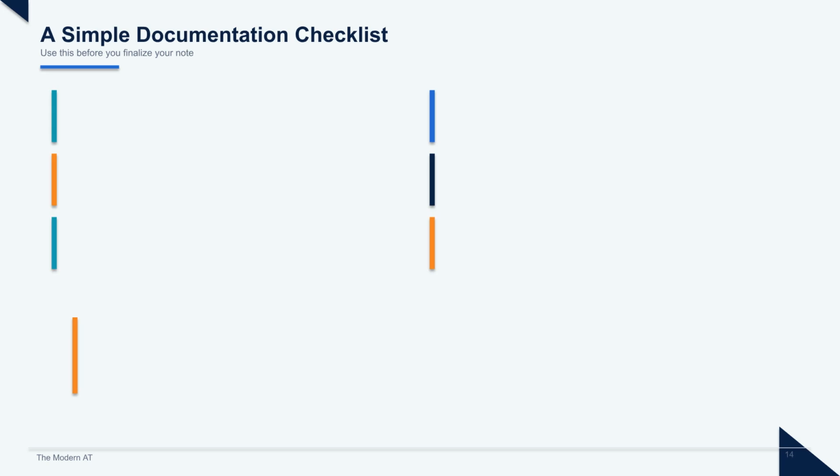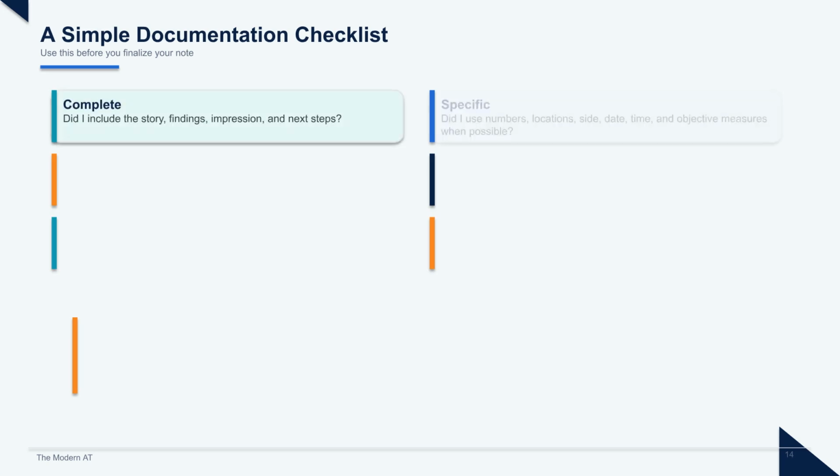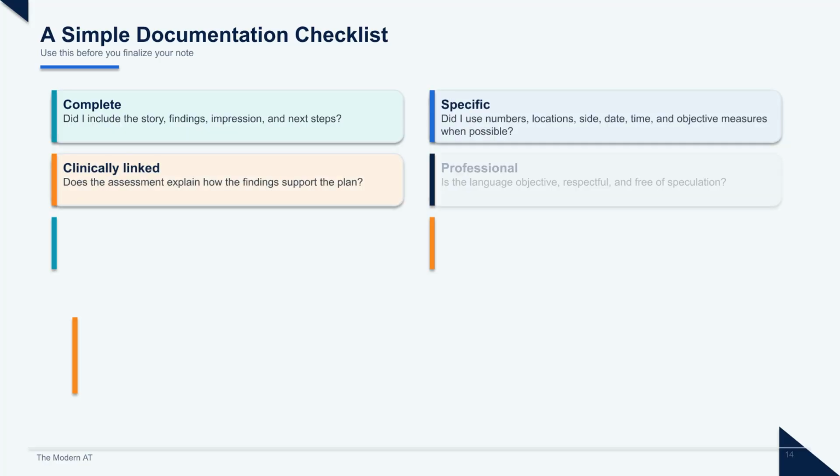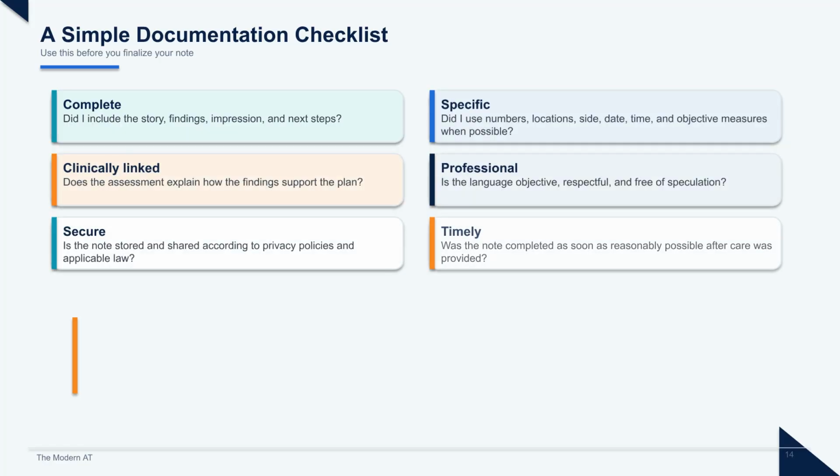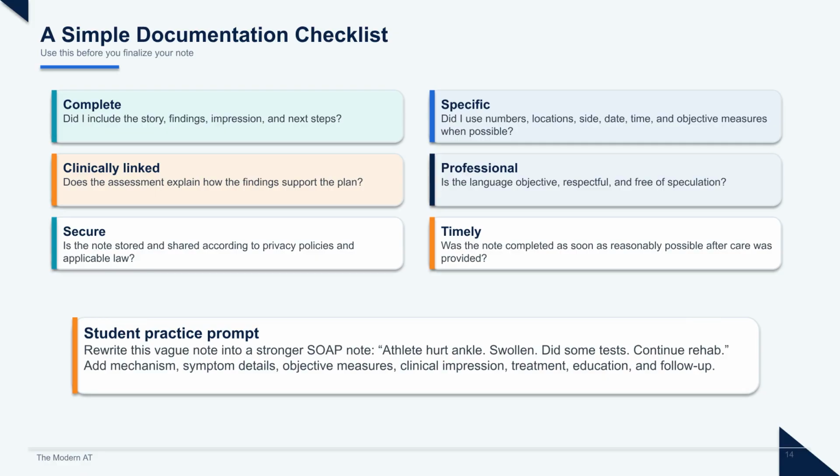Use this checklist before finalizing your note. Is it complete, specific, clinically linked, professional, secure, and timely? Practice rewriting vague notes into stronger ones by adding mechanism, symptom details, objective measures, clinical impression, treatment, education, and follow-up. This improves your documentation skills.